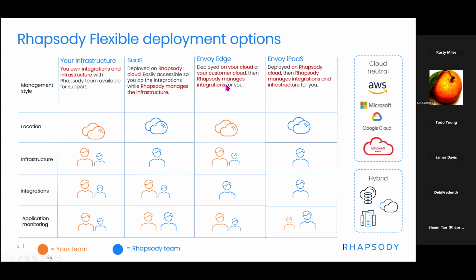Then we have our Envoy iPaaS. So iPaaS is Rhapsody Cloud, with Rhapsody managing integrations and infrastructure for you. It's kind of like having the SaaS model, but with the management of the integrations on our side. So you as the customer are essentially our liaison, helping us get introduced to your third parties and giving us business intelligence. You're helping us, but we're really doing the heavy lift.